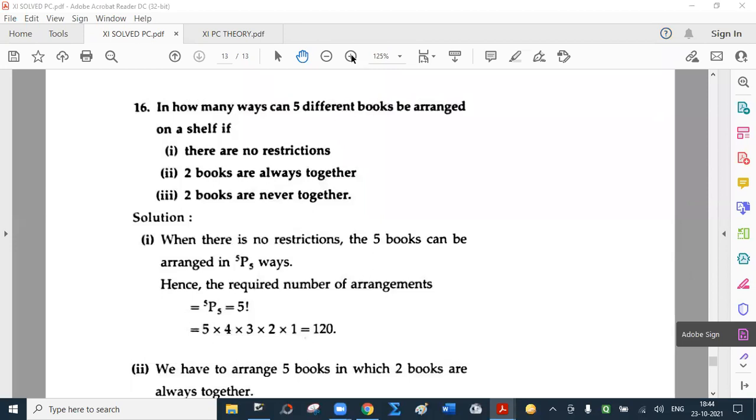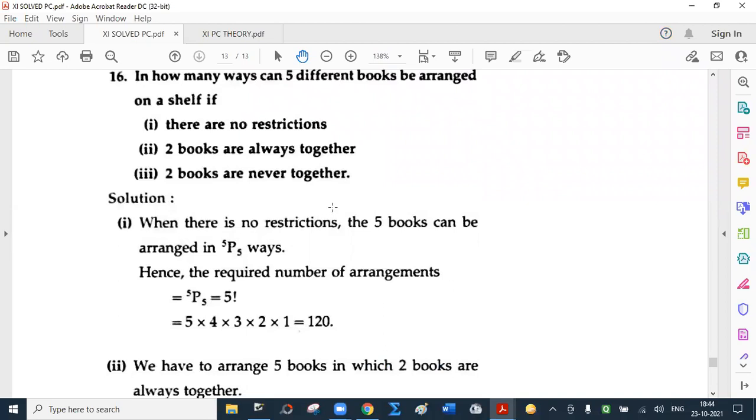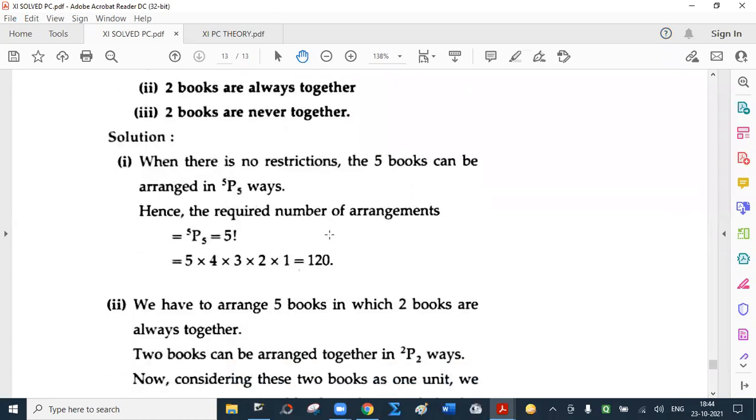Sum number 16. Let me explain, but please do write the solution after the lecture. In how many ways can 5 different books be arranged on the shelf if there are no restrictions, 2 books are always together, 2 books are never together? Now, when there is no restriction, 5 books can be arranged in 5 factorial, that is 120 ways.